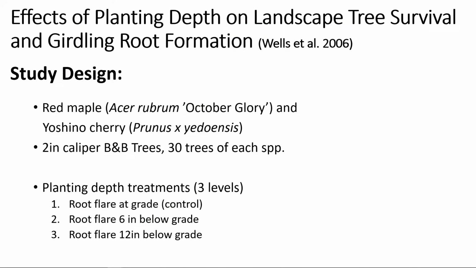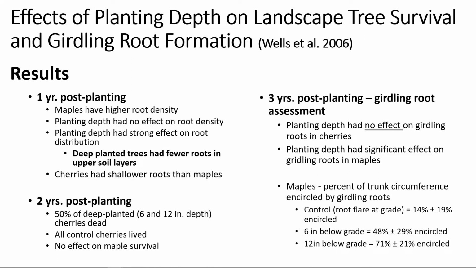And so back to the science behind all this. I really like this 2006 study that looked at planting depth and girdling root formation to explore this relationship. They looked at two different tree species, red maple and Yoshino cherry, about 2-inch caliper trees, and 30 of each species. They had 3 different planting depth treatments. Their control was the root flare at the grade. The first treatment was 6 inches deep, and the next one was 12 inches deep. And they compared those 3 different treatments across a 3-year study.